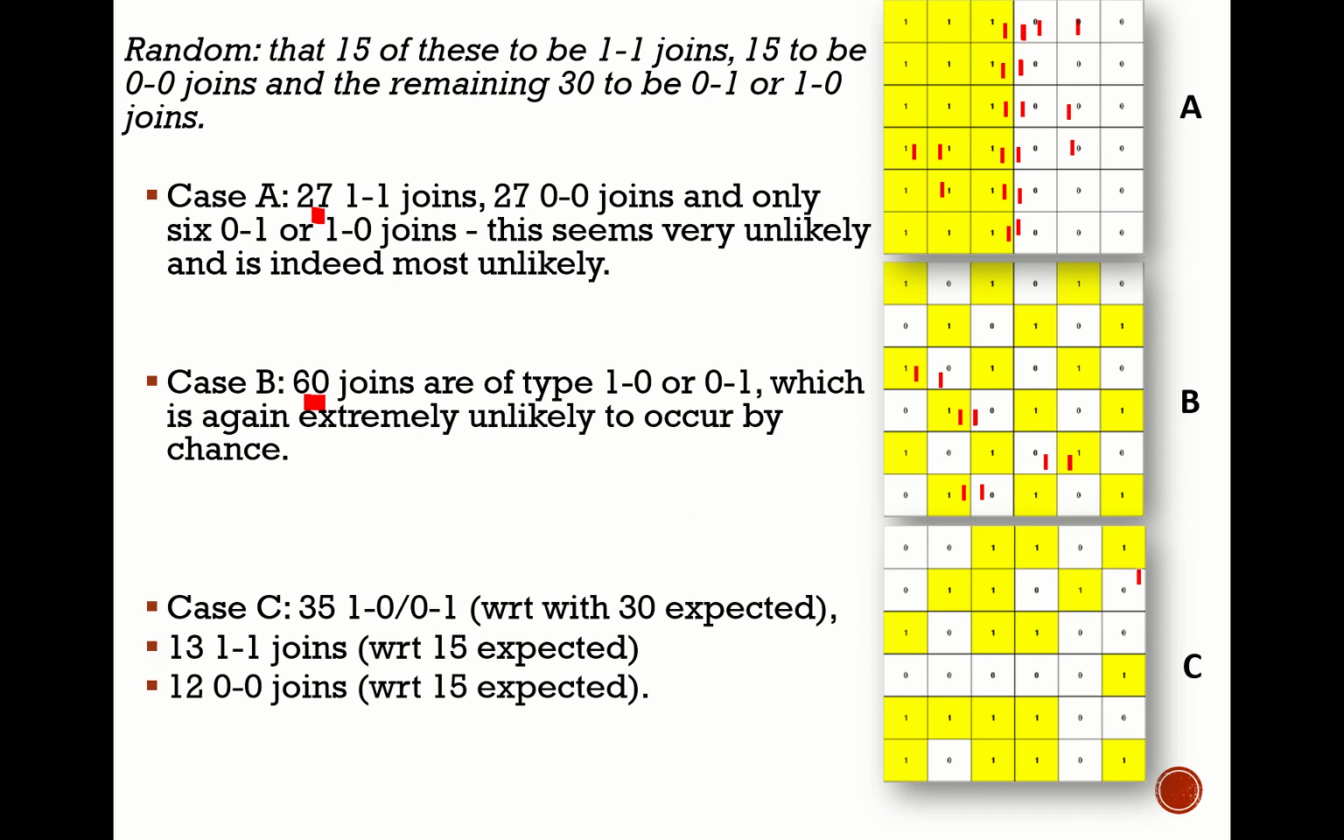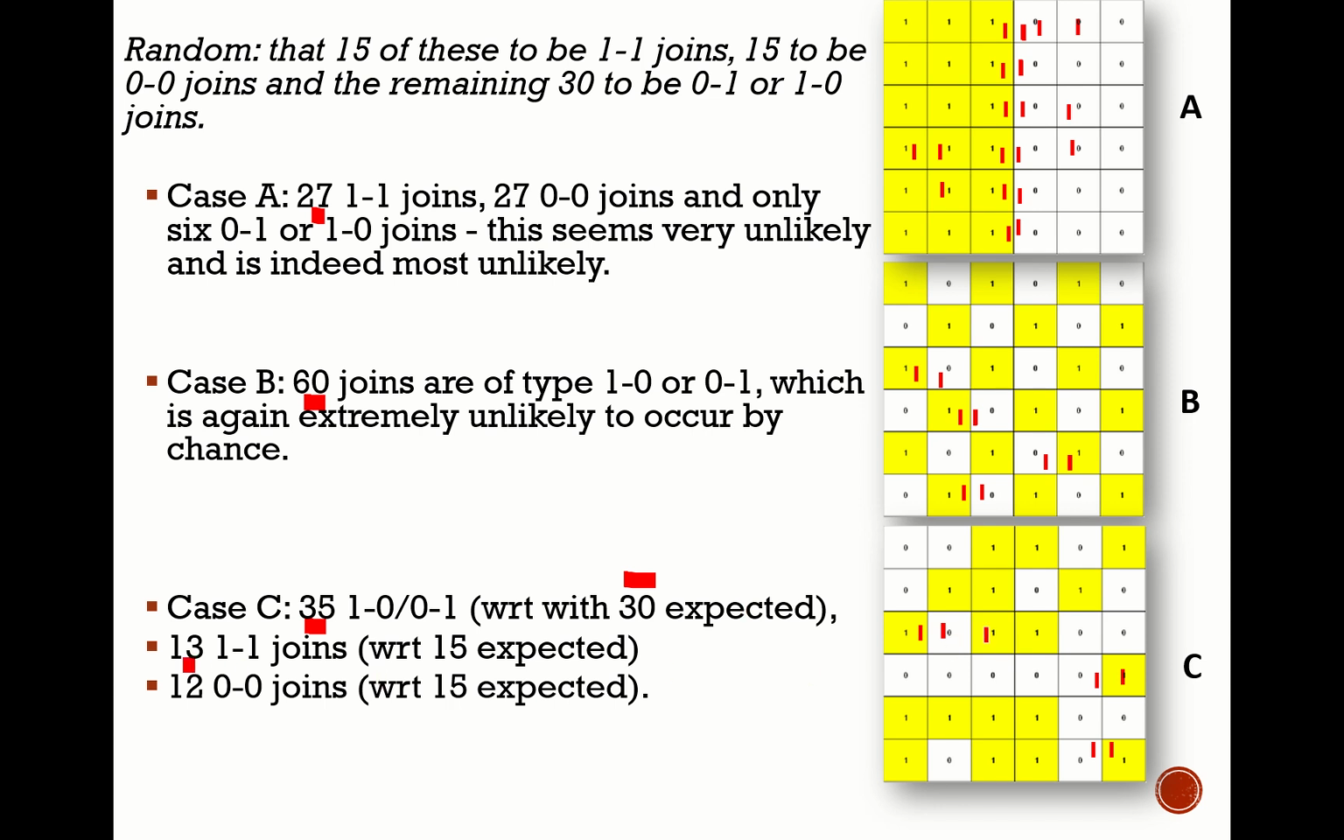Scenario C shows us a relatively random data set. So if we do a join count analysis on a random data set, in this case, we get around 35 either 1-to-0 or 0-to-1 joins, right? We're getting about 35 of those compared to 30 that would be expected for a perfectly randomly distributed data set. So not perfect, but close.